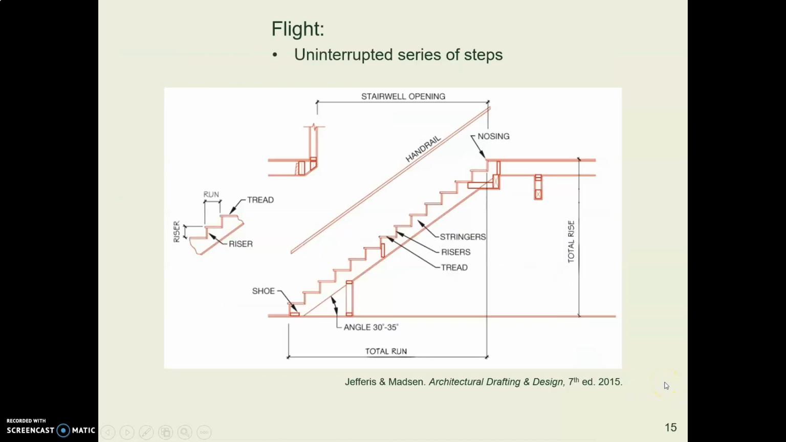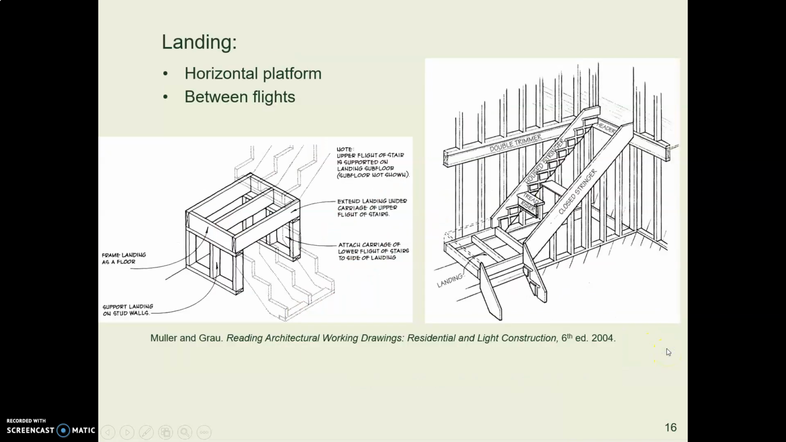A flight is one continuous set of steps without a landing in between. And a flight could be any length. It's just one continuous series between landings. And a landing is that horizontal platform in between flights. So landings give people a place to rest. They can be very helpful if you have a big vertical distance to cover.